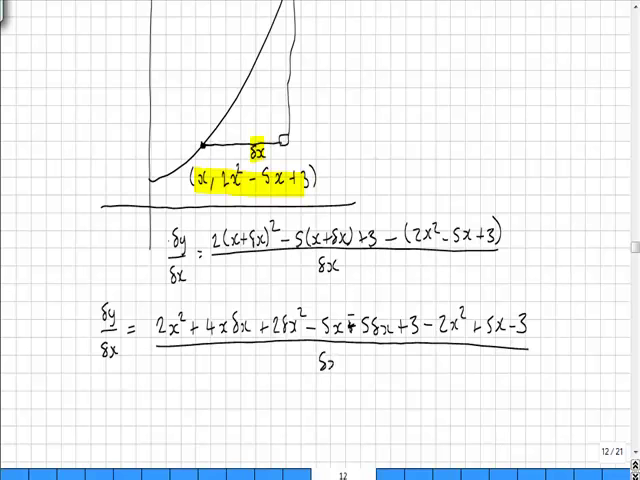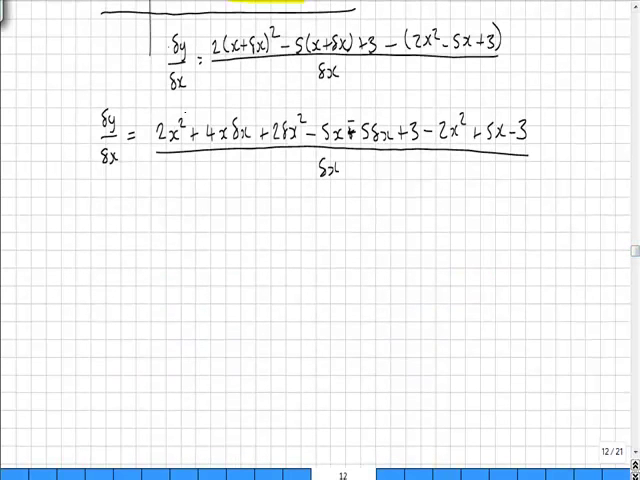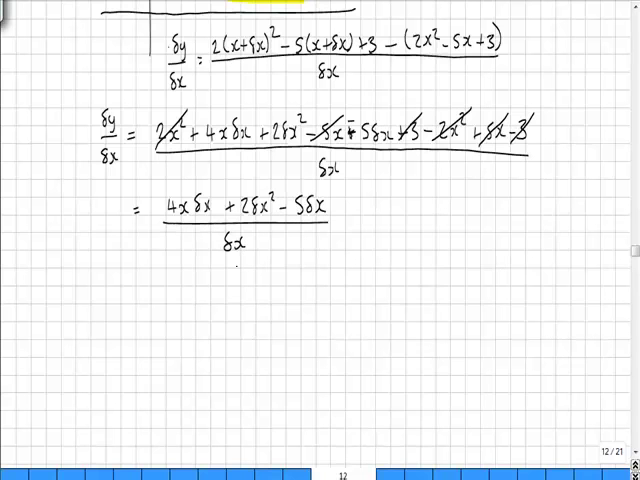Now this looks quite a scary function, but actually when you look at it, we can see straight away 2x squared and minus 2x squared cancel, minus 5x plus 5x cancel, plus 3 minus 3 cancel. This leaves us with 4x delta x plus 2 delta x squared minus 5 delta x all over delta x. We can now see that everything has delta x in it as a common factor, so we can divide through by delta x, giving us 4x plus 2 delta x minus 5.